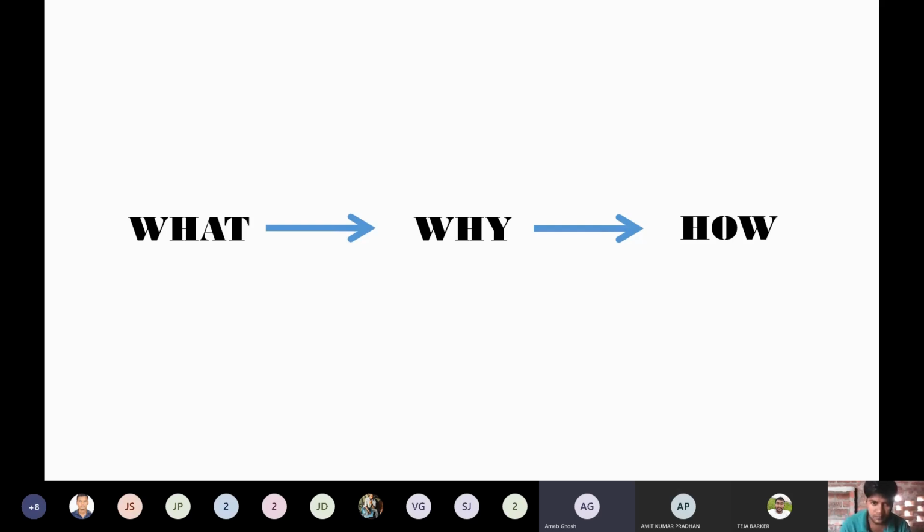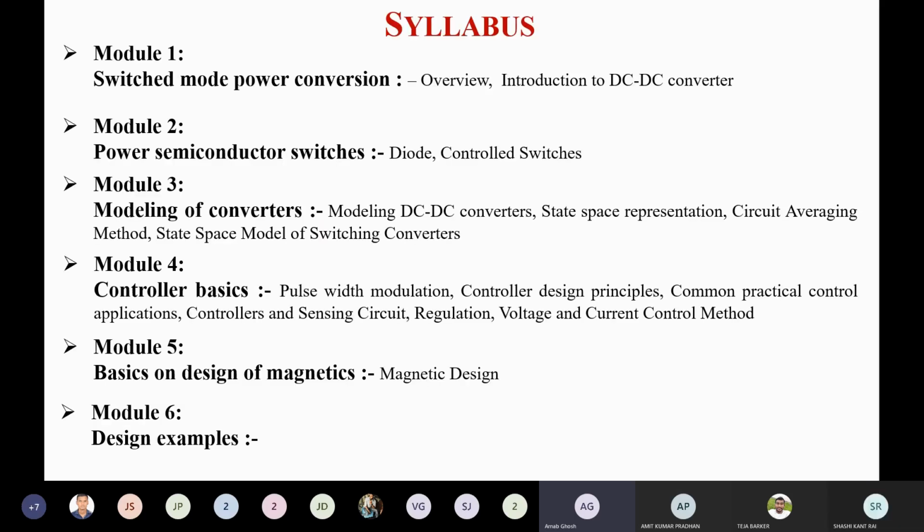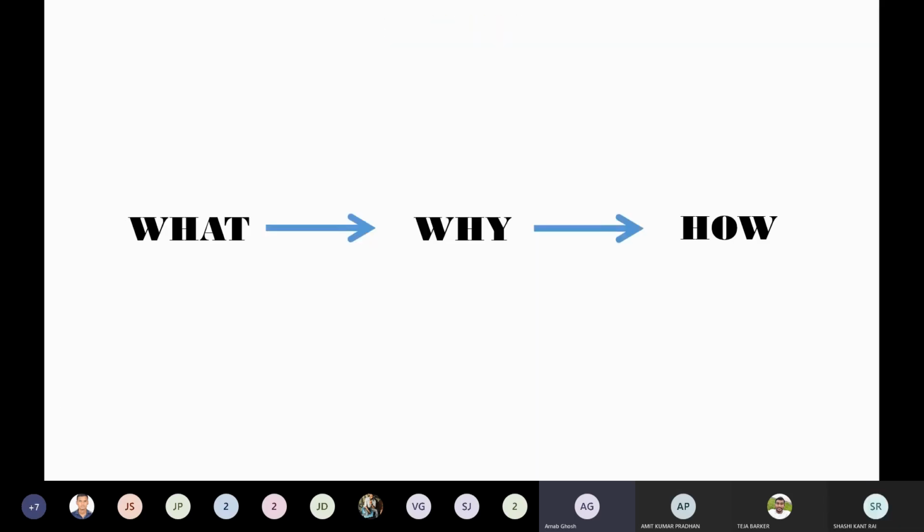Okay, so first we need to know about the importance of that subject, why it is important, and how we are going to implement it. I think all of you have a brief idea of it. So what is switch mode power conversion? Why is it called power conversion?